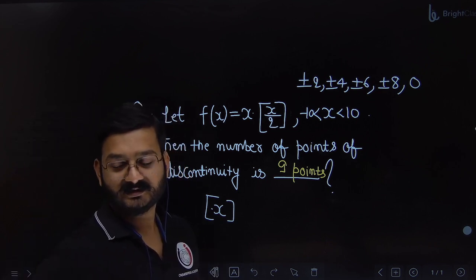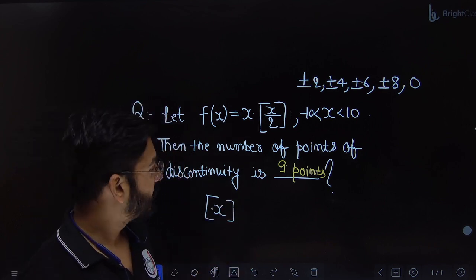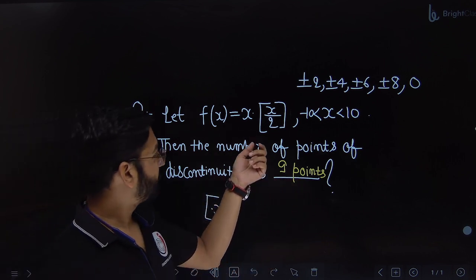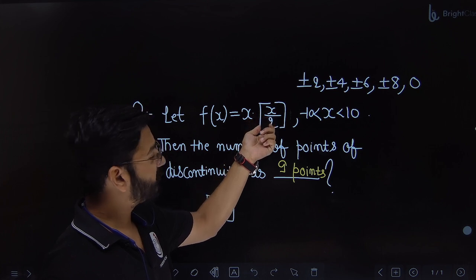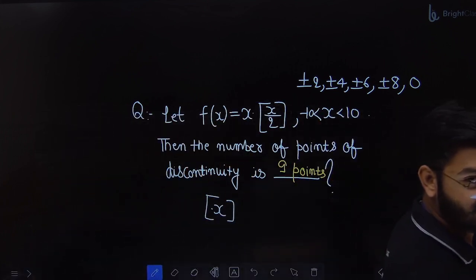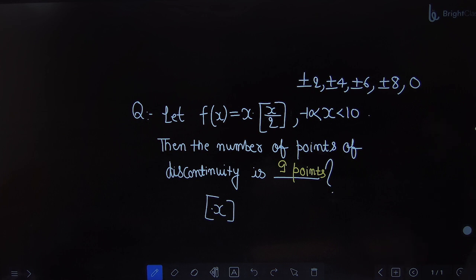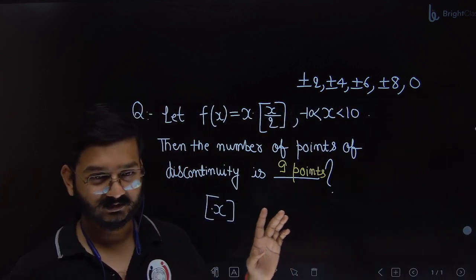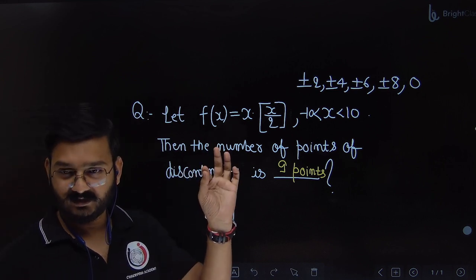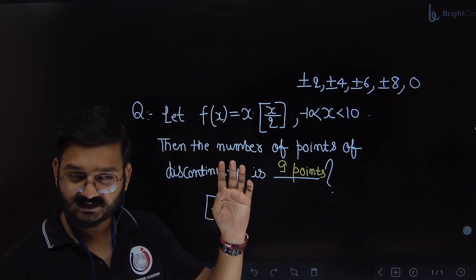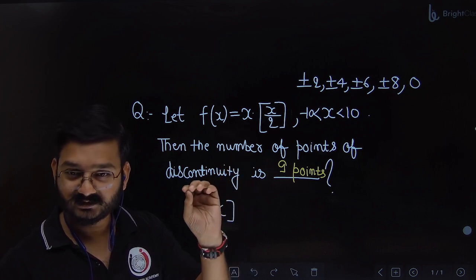Okay. Now let's change this question. All of you see on the board. Let's modify this. If I say greatest integer of x by 3, then how many points? Don't be in a hurry. I don't want wrong answers. Plus minus 3, plus minus 6, plus minus 9, and then 0. How many points? 7.